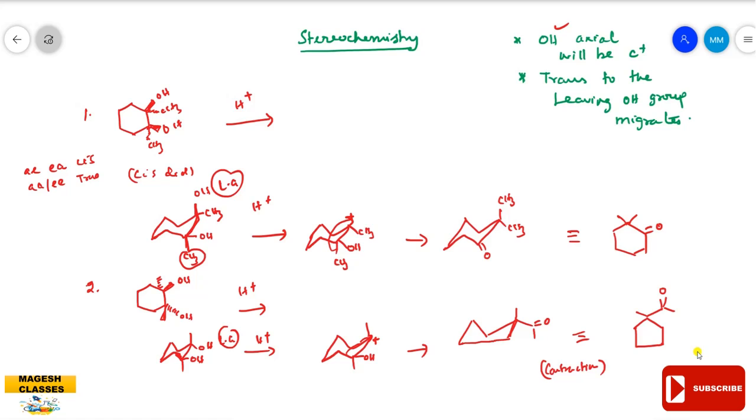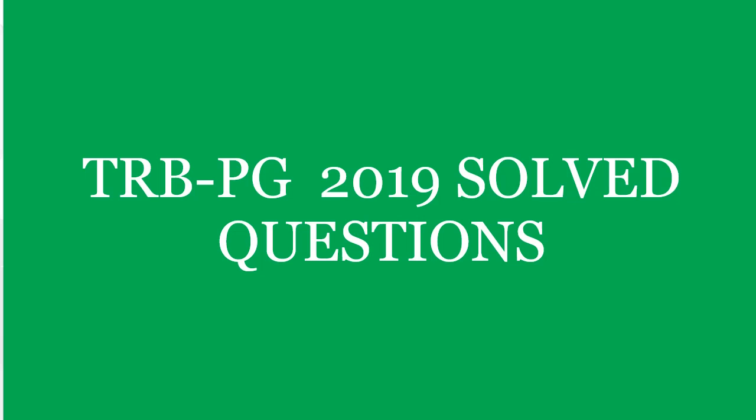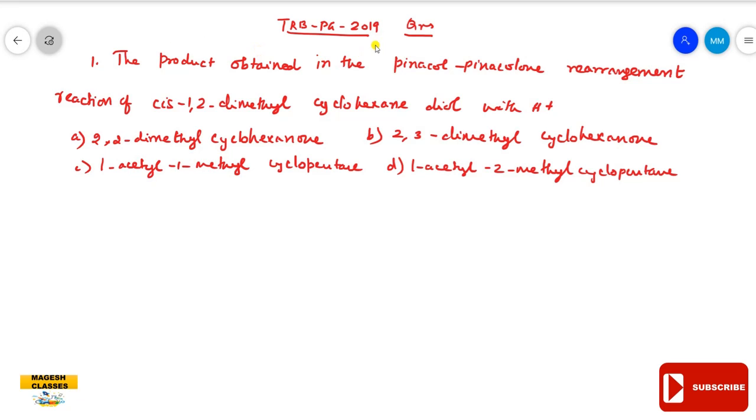So regarding the stereochemistry of the Pinacol-Pinacolone rearrangement, the axial OH group will easily form the carbocation, and the group trans to the leaving group will migrate. In the cis form, the normal product forms, and in the trans form, the ring is contracted. This is very important. Okay. Next, see the question in TRB-PG 2019. So it is a question from TRB-PG 2019.